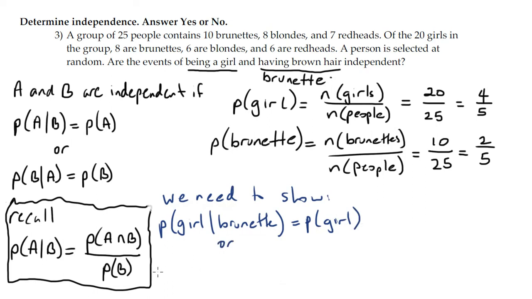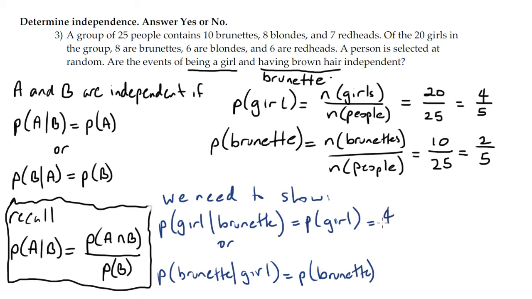Or we need to show that the probability of choosing a brunette, given that we know you chose a girl, is the same as the probability of choosing a brunette. And in this case, we know the probability of choosing a girl. We need to show that's 4/5. If we show this is 4/5, or we show that this is 2/5, then we're done. Either or. We don't have to show both. Just one. One has to be true.